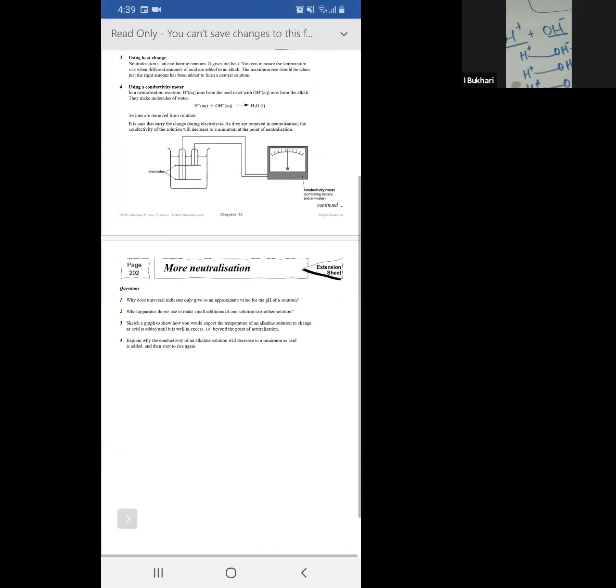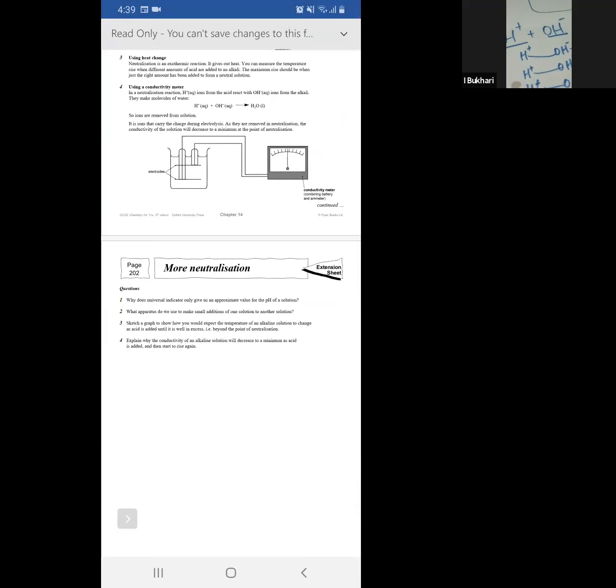Let's move on to the next question. Question 3 and 4 we have already done. Sketch a graph to show how you would expect the temperature of an alkaline solution to change as acid is added until it is well in excess, that is, beyond the point of neutralization. When it is well in excess, the temperature will go down, because no more reaction is going on.